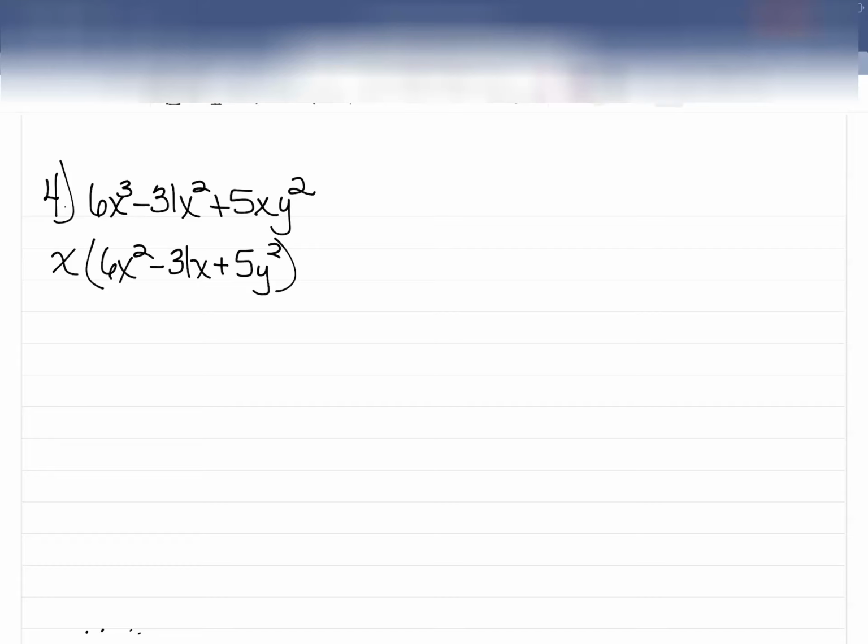Actually, I have a typo on this problem. Please fix it. That middle piece was supposed to have a y. It was supposed to be 6x cubed minus 31x squared y plus 5xy squared. So that means this x piece is going to get to copy down.